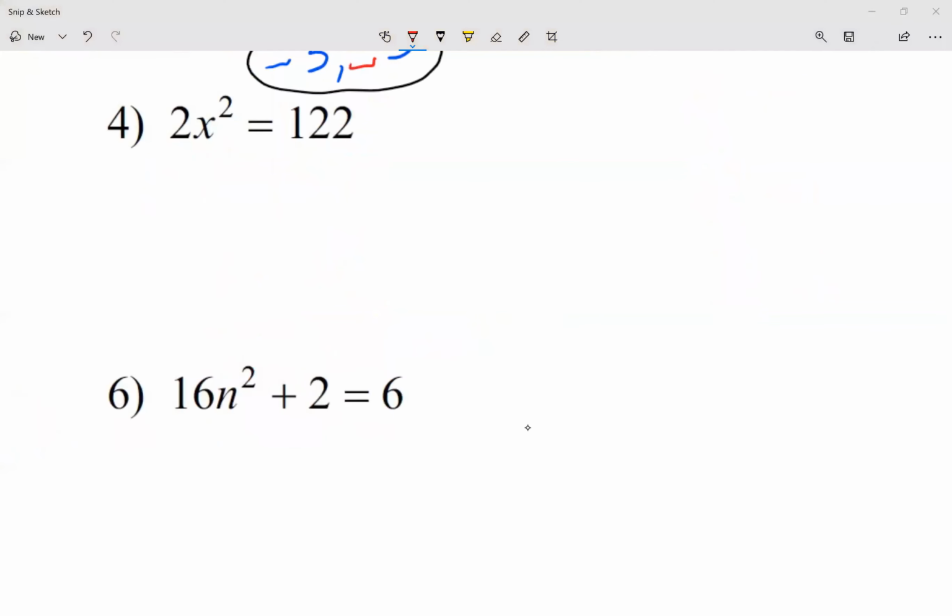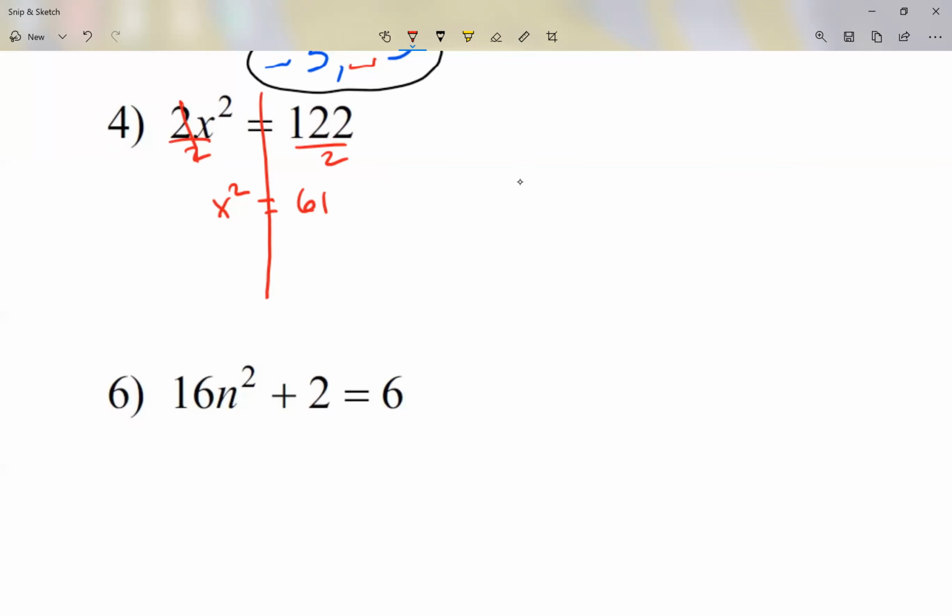I want the letter by itself. So I want X by itself. So first thing I do is, let me separate my sides. There's a 2 at the very front. I want to get rid of it. Now I want to cancel the 2. But in order for me to cancel a 2 there, I have to move it to the other side as a divide by 2. In this case, I'm dividing because that 2 at the front was multiplied. The opposite of multiplying is divide. So that gives me that X squared is equal to 61. Right, 122 divided by 2 is 61.